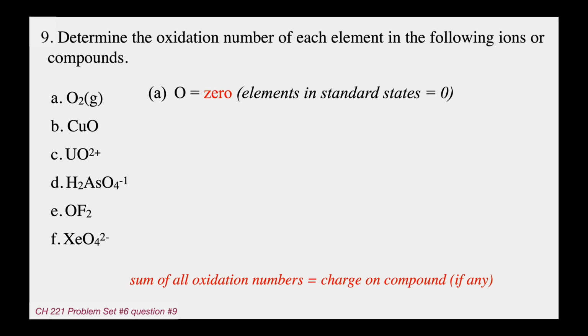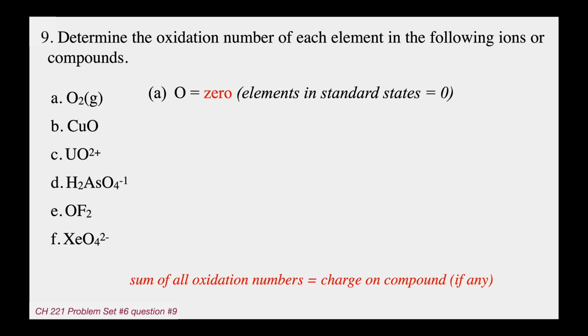Oxygen in a compound almost always is going to be -2. So on B, the oxygen there in CuO, I would say that's oxygen is -2. The sum of all oxidation numbers equals the charge of the compound, if any. CuO does not have a charge.